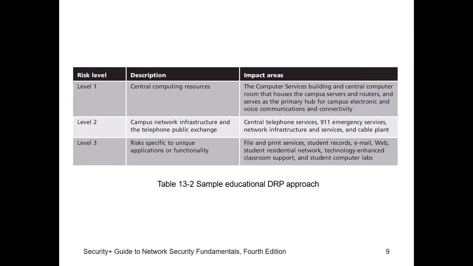And you can set it into three different levels. For the DRP, you can do levels one, two, and three. Level one could be the central computer resources. Level two could be the campus network infrastructure, and level three could be the risks specific to unique users. So you have to go through all three different levels when you're doing the DRP.